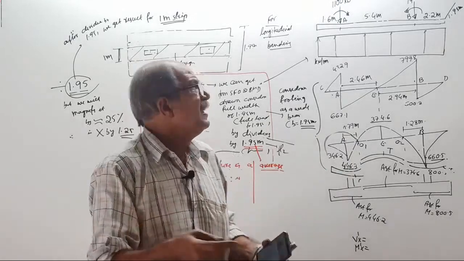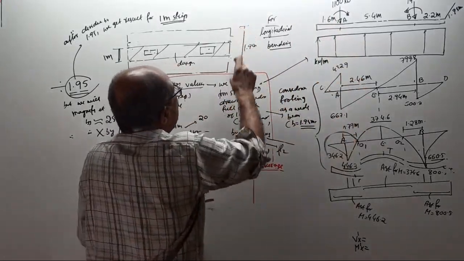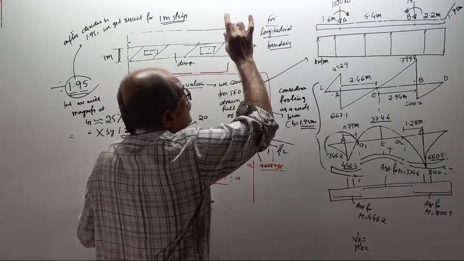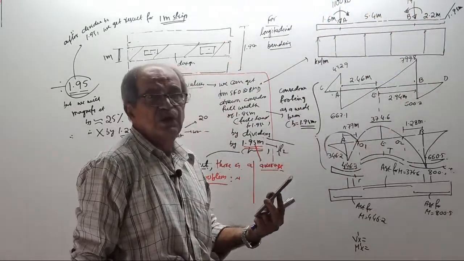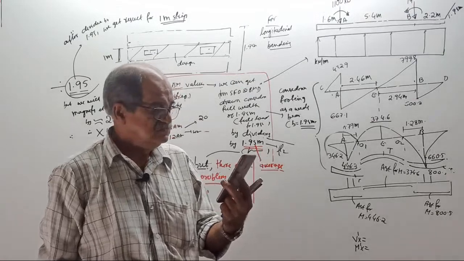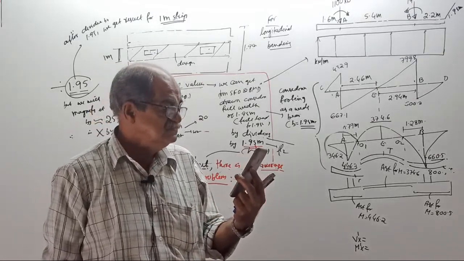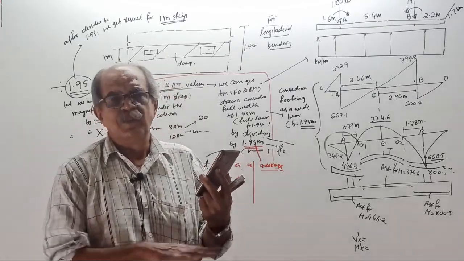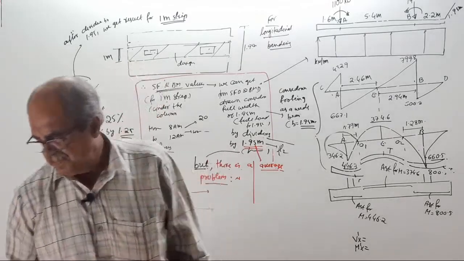It is only this: when you draw an SFD and BMD, instead of drawing for a 1.95 strip, 1.95 width, if you draw for a 1 meter strip, then divide by 1.95. Not for pressure calculation. Pressure calculation is the same, P by A, M by Z. Now, this way I cannot go back. No, not for pressure calculation.